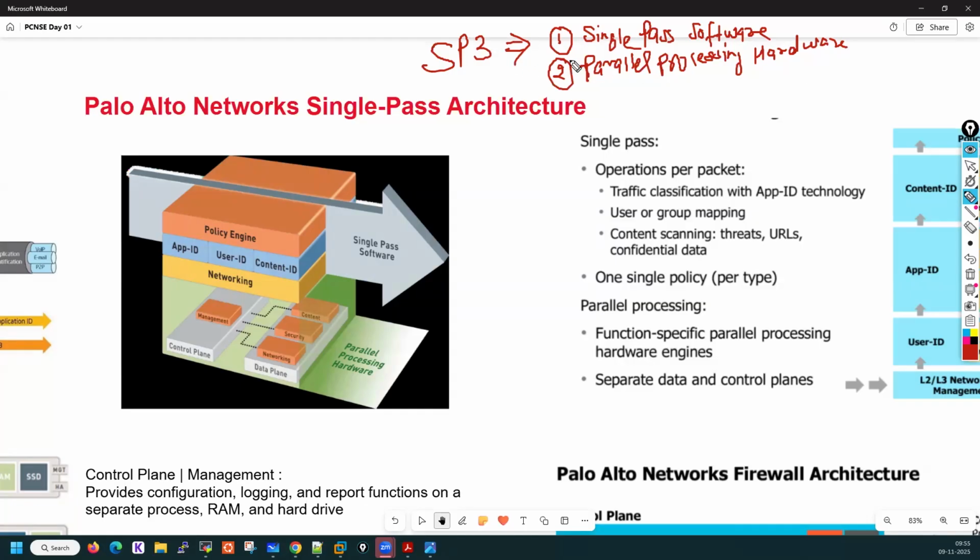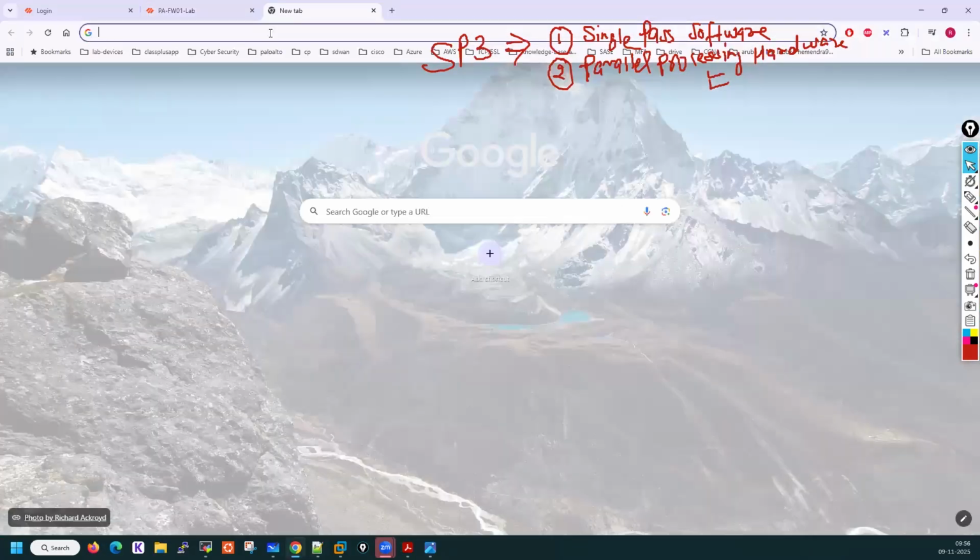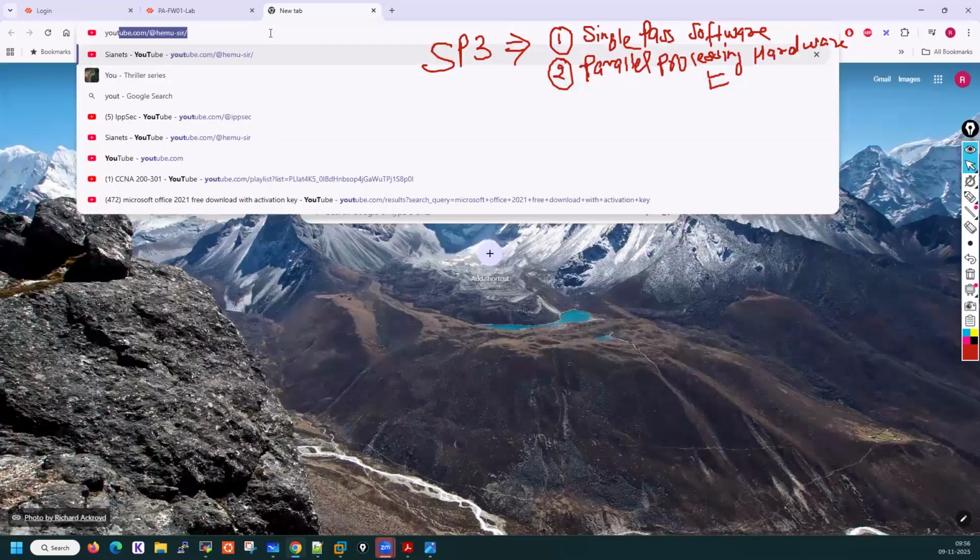So guys, to understand this entire SP3, let me first cover the parallel processing hardware. What is this parallel processing hardware? Okay. Now for that, I will take one more reference here actually. Just give me a second, okay?